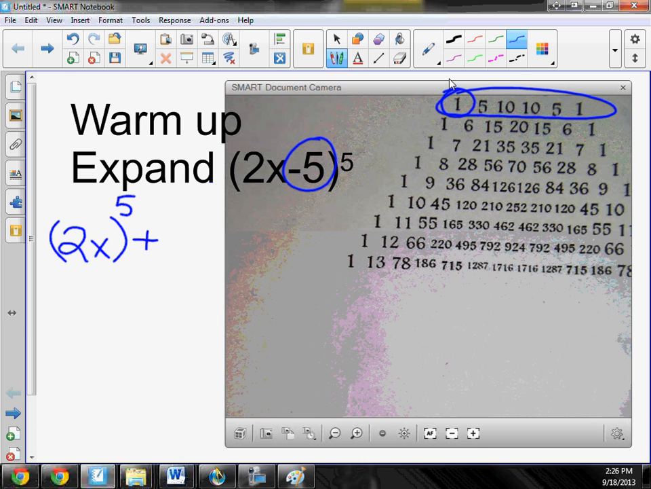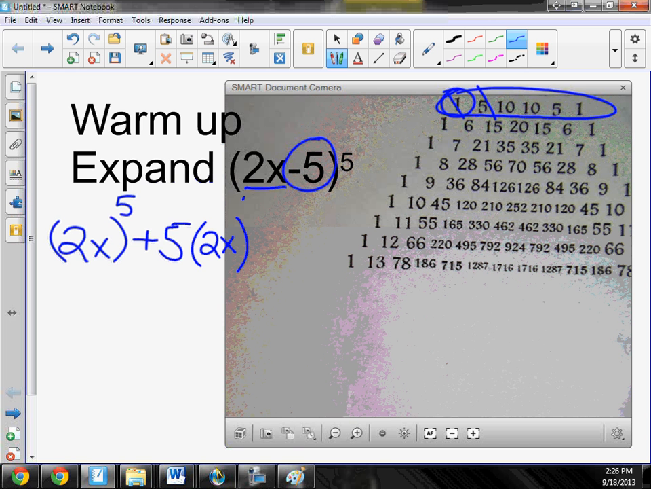Now I pull down the next number from the triangle, which is a 5. So I pull down a 5. And then I look how many 2x's I need. I need 4 of those. And how many -5s do I need? 1.